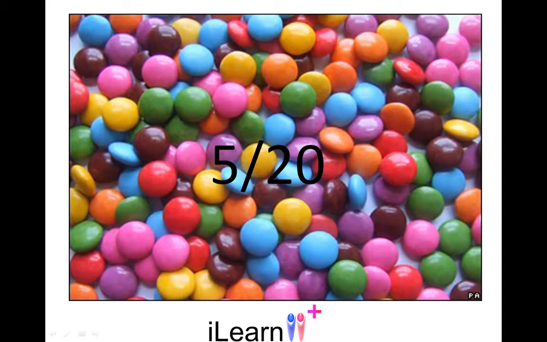A fraction is how many parts you are using out of how many parts there are altogether. So if you are using 5 Smarties from a bag of 20, your fraction is 5/20.